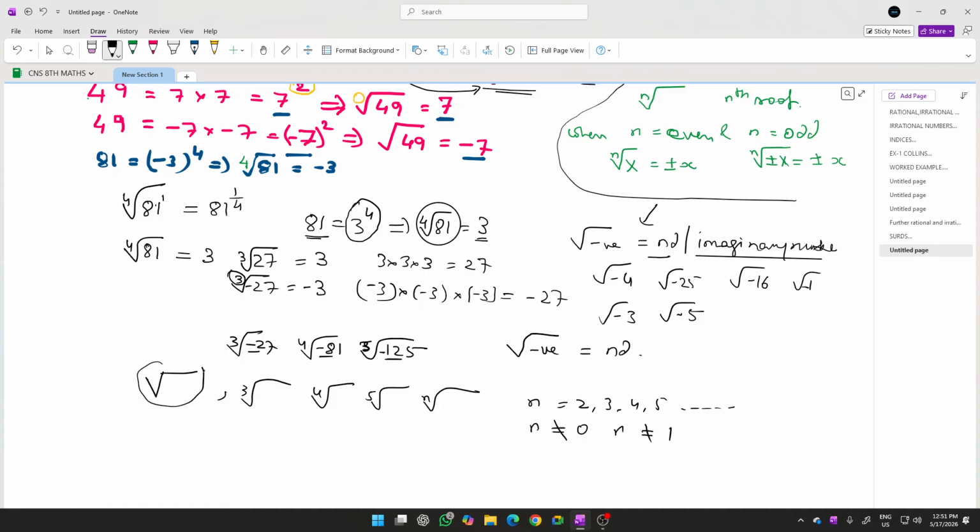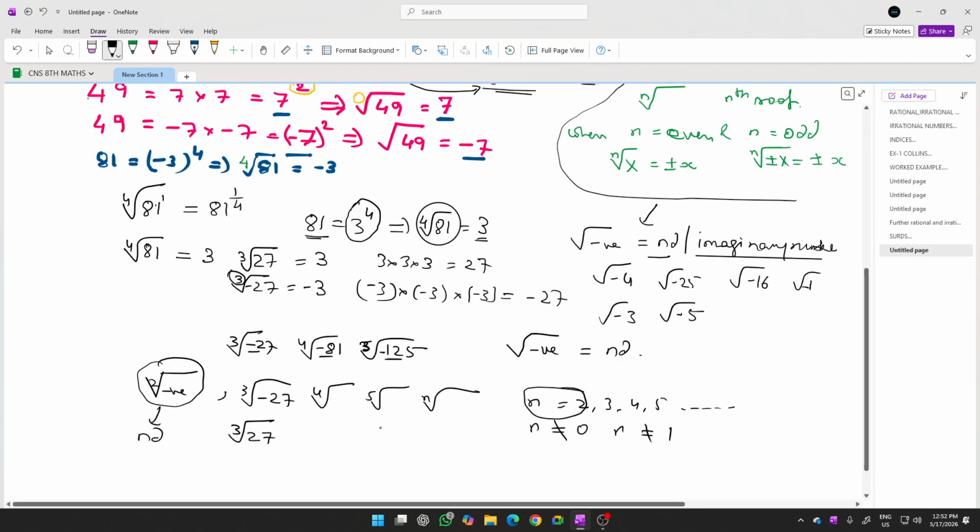When n is equal to 2, under the radical sign, if you have a negative number, then that is not defined, or it is not accepted, or it is imaginary. But under cube root, you can have a negative number, and I have given you the example of minus 27. You can have positive as well as negative. Cube root of minus 27 is possible, cube root of 27 is possible, fourth root of 81 is possible, fourth root of minus 81 is also possible. Are you getting me?